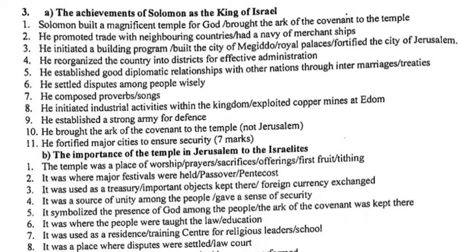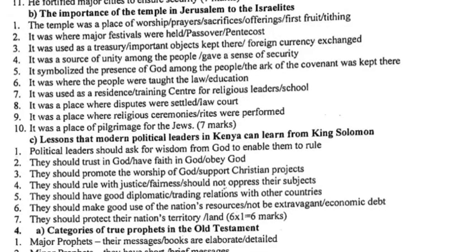Question 3b. The importance of the temple in Jerusalem to the Israelites. The temple was a place of worship. It was where major festivals were held. It was used as a treasury, that is also foreign currency exchange. It was a source of unity among the people. It symbolized the presence of God among the people.